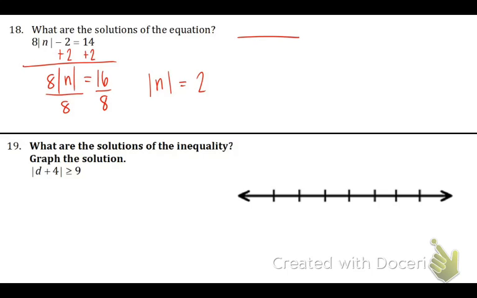If you really need to have a number line, that is fine. I'm hoping that you can just figure it out. 2 units that way and 2 units that way. That would be -2 and +2. So the answers are n equals 2 or n equals -2.